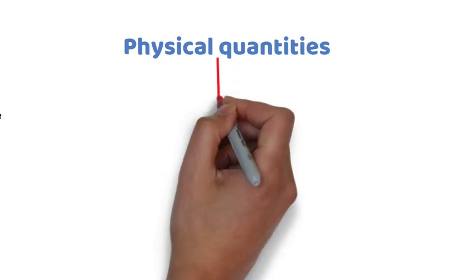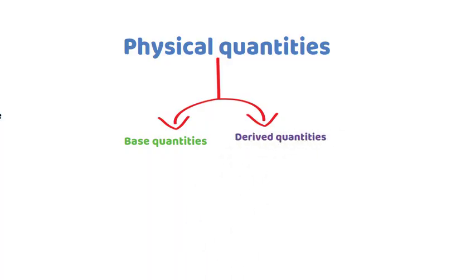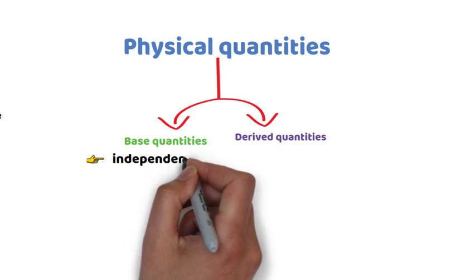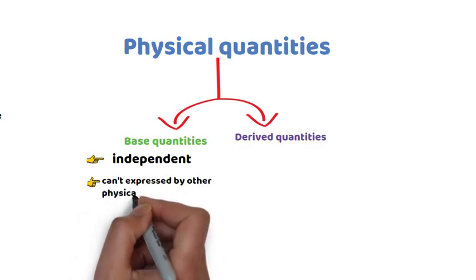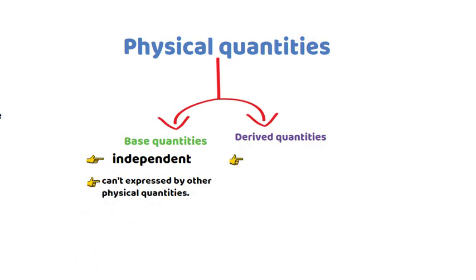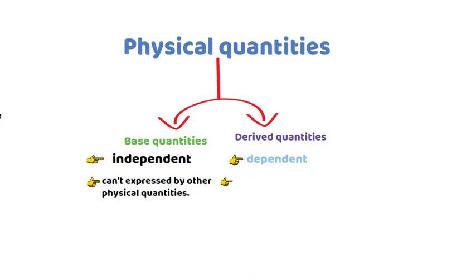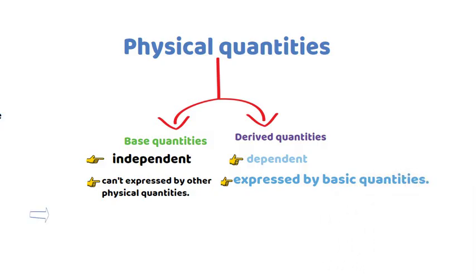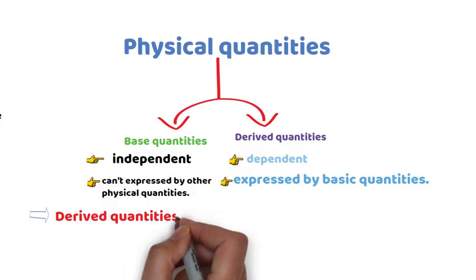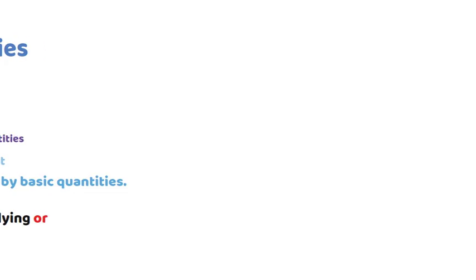Physical quantities. We have two types of physical quantity. The one is base quantities. The second one is derived quantities. When we look closely, base quantities are independent and cannot be expressed by other physical quantities. But derived quantities are dependent upon base quantities and expressed by them. Therefore, derived quantities come from multiplying or dividing the base quantities.